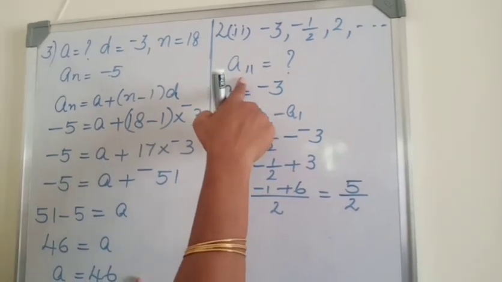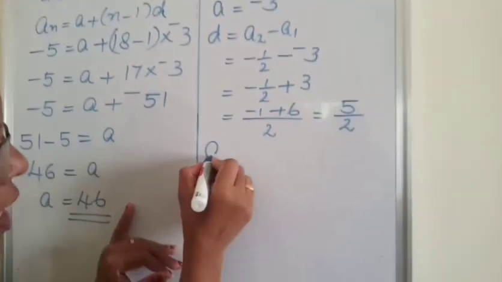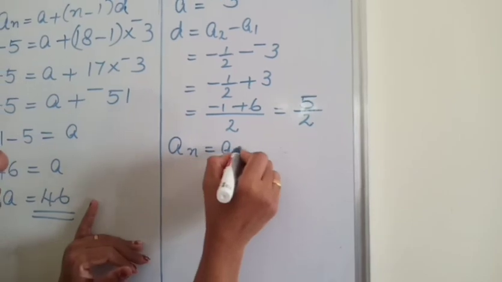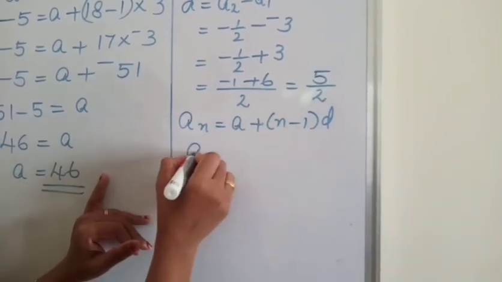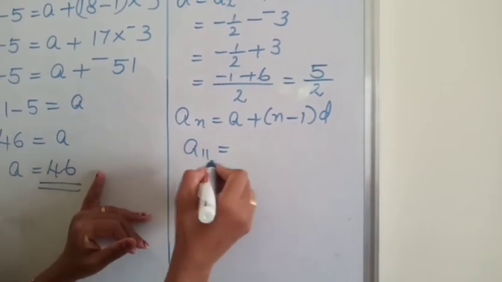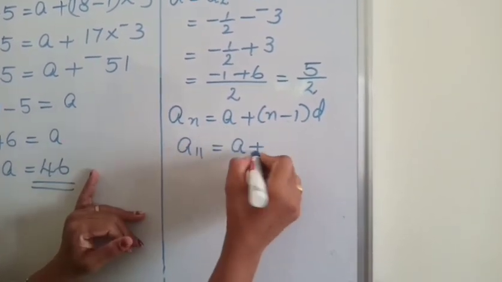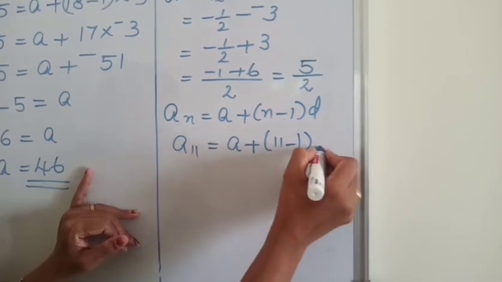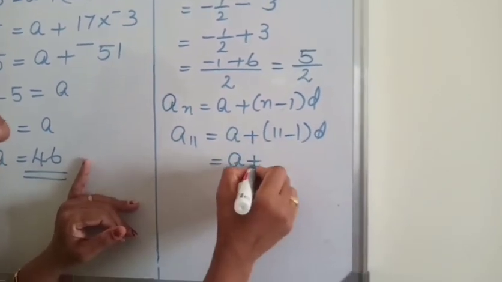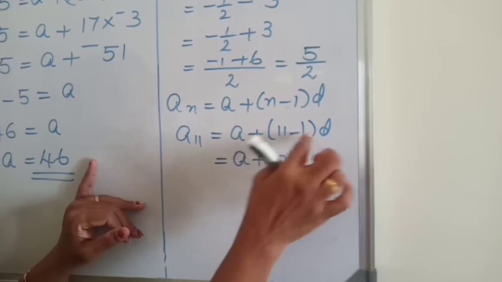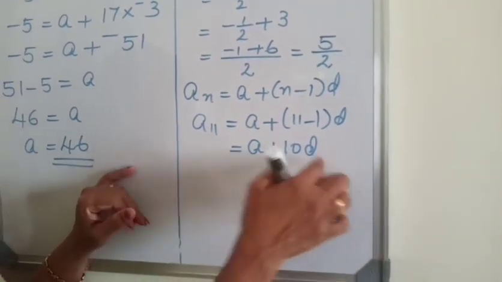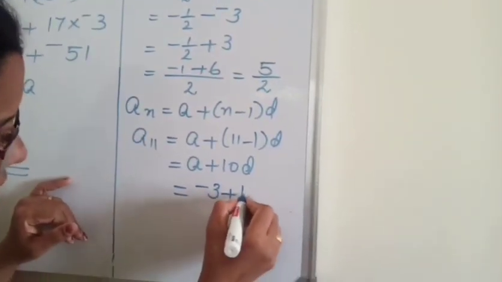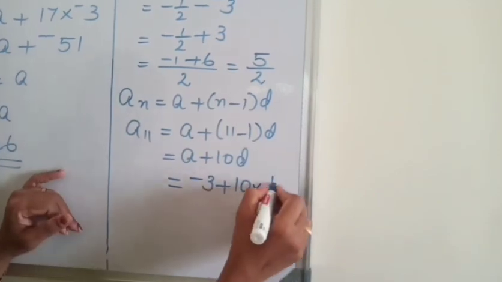We wanted to find out the 11th term. So before that, AN equals A plus N minus 1 into D. Here directly we will write A11. A11 equals, you all know, A plus 11 minus 1 into D. We will directly write it is A plus 10D. So no need to write this step. Directly we will write, 11 comes one number less, you write A plus 10D. So we have A is minus 3 plus 10 into D is 5 by 2.